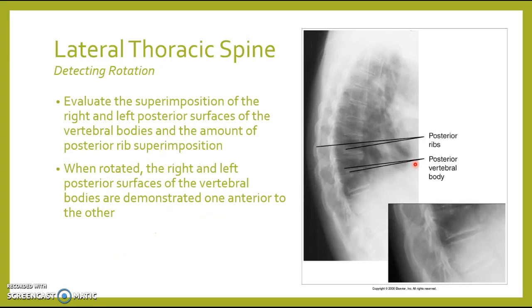To detect rotation, evaluate the superimposition of the right and left posterior surfaces of the vertebral bodies and the amount of posterior rib superimposition. When rotated, the right and left posterior surfaces of the vertebral bodies are demonstrated one anterior to the other. Here on the zoomed-in picture of the radiograph, there is one outline of the vertebral body as well as another. This indicates rotation.